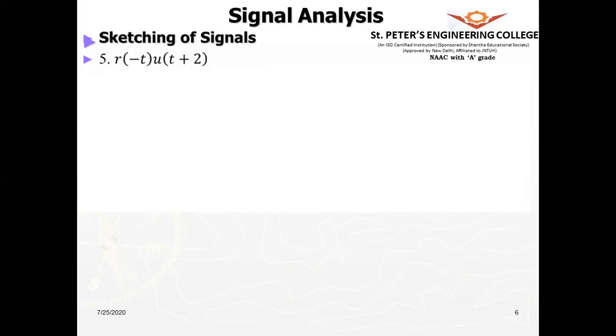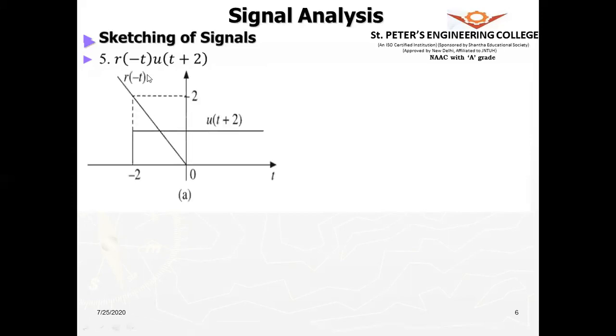Okay, now let us draw this signal. So r of minus t will exist for negative values of t. So that means it will start at 0 and it will exist for negative values of t. R of t exists for positive values of t, whereas r of minus t will exist for negative values of t. So therefore, this will be r of minus t. And u of t plus 2 will start at, since there is a time advance, minus 2. So this will be u of t plus 2. So these are the two signals we have drawn.